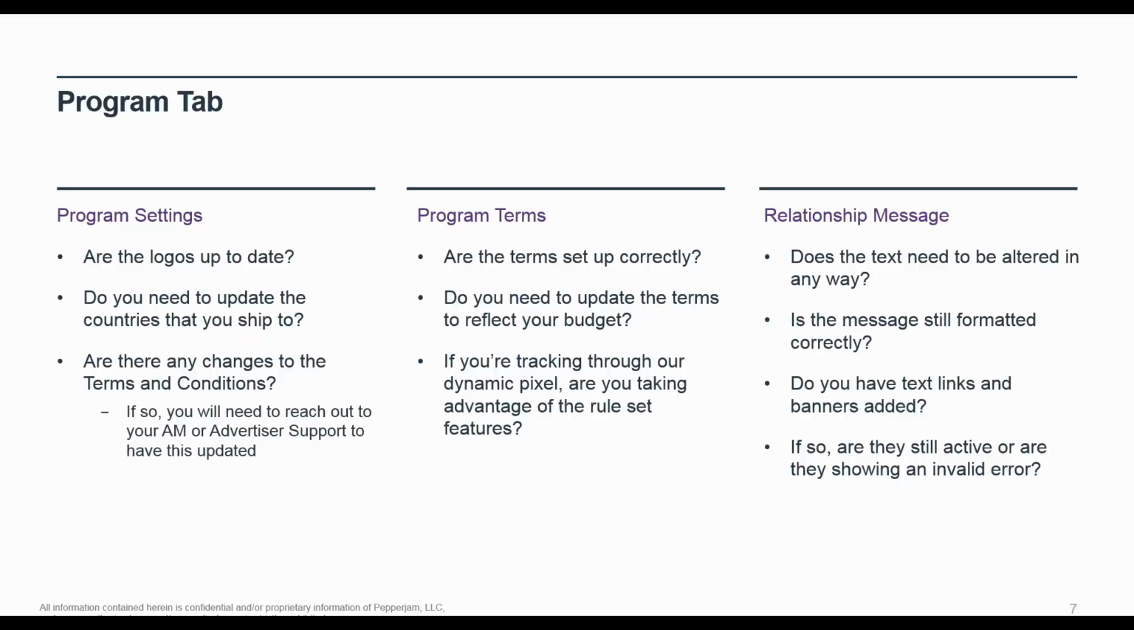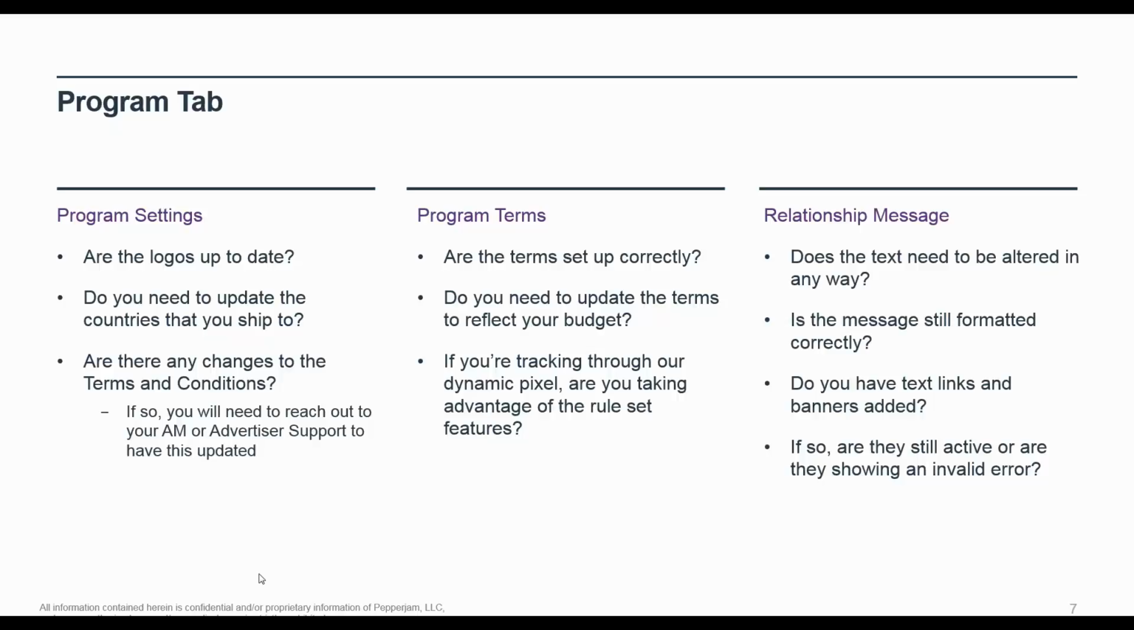Additionally, if you have any updates or changes to your terms and conditions, this is the time to update it. You want your program description and terms and conditions to be as robust as possible. The more detailed, the better. However, you will need to let your account manager or advertiser support know that there are changes so that they can update it in the interface for you.